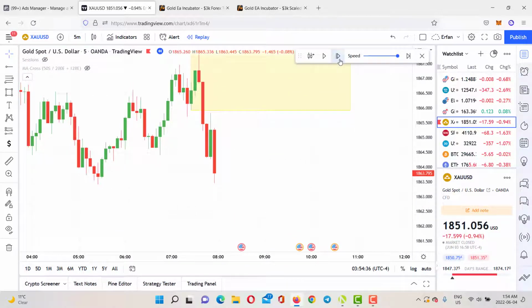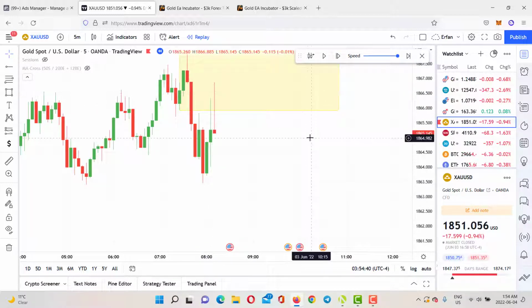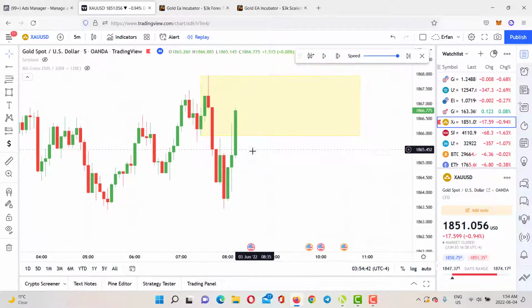So the first thing I do is to wait for the price to tap into this level, which it did, and it was a beautiful trade. It was a beautiful candle that actually happened, because this is a doji candle and this is the first candle that tapped into this zone.